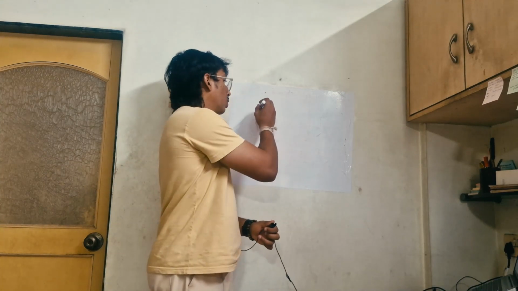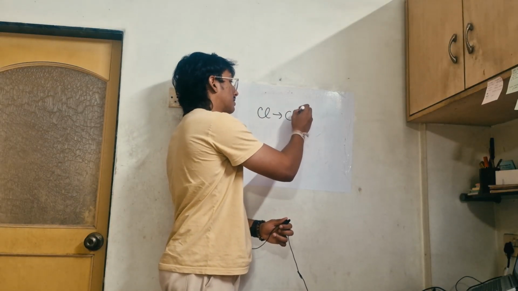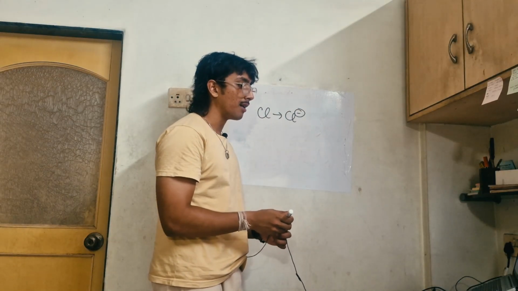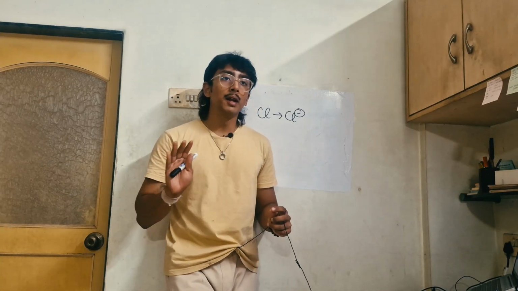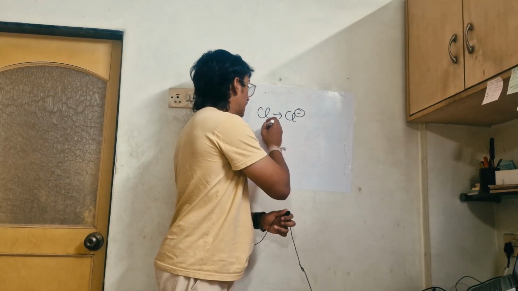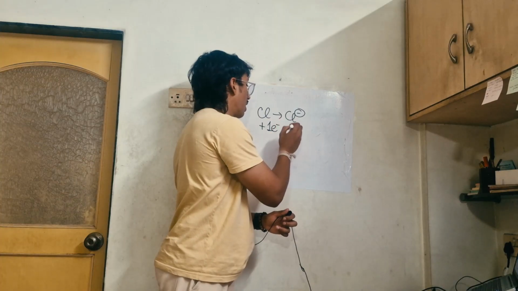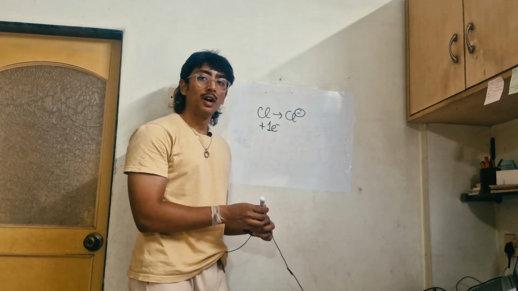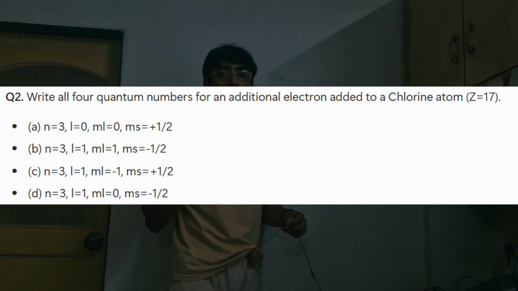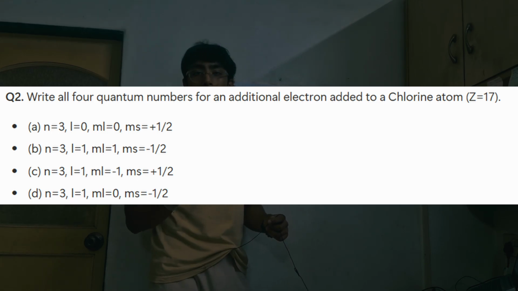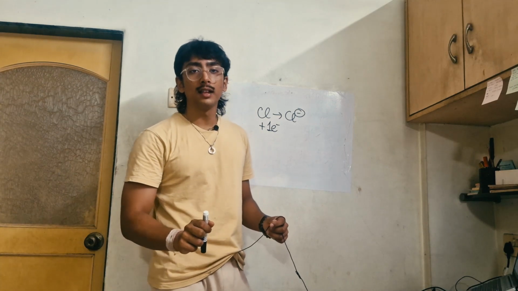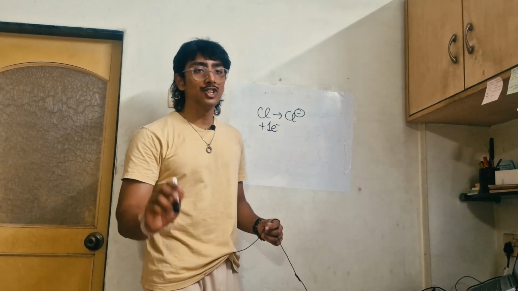If I have a chlorine atom and I want to make it into Cl minus, I'm adding in one electron. What will be the four quantum numbers for this additional electron? Your options are on your screen. Either put it in the comments or access the quiz feature right now.